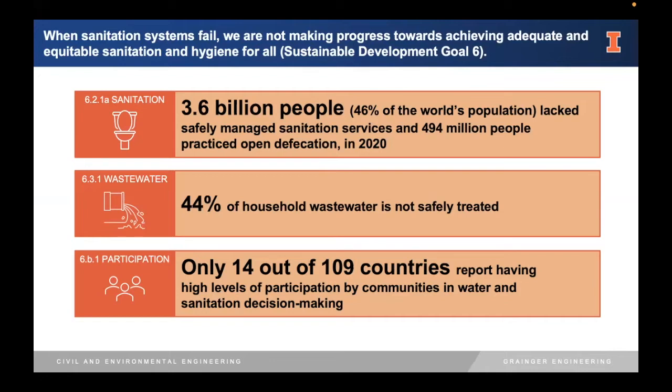And so at the end of 2020, 3.6 billion, a little less than half of the world's population still lacked safely managed sanitation. 44% of household wastewater is not safely treated. And then on the decision-making side, only 14 out of 109 countries report having high levels of participation by communities in water and sanitation decision-making. And so with all of these statistics, we can see that there's a lot of work still left to be done in this space.